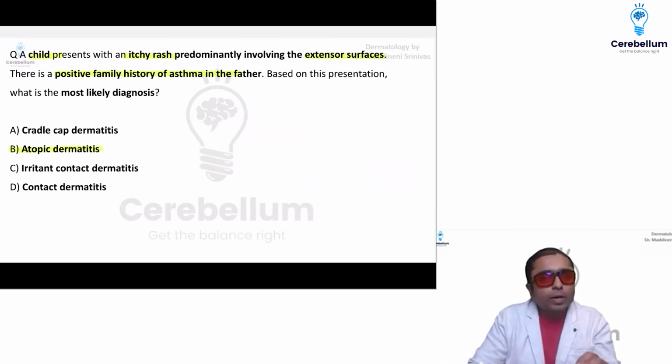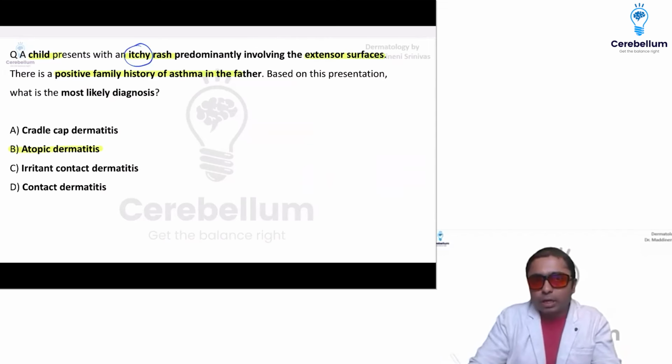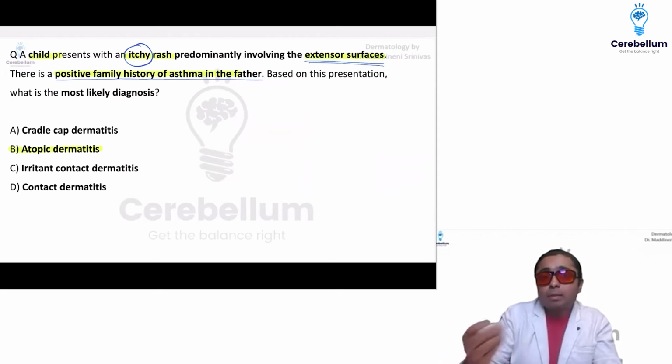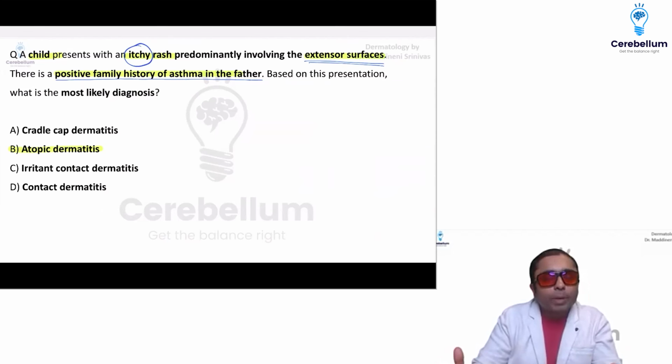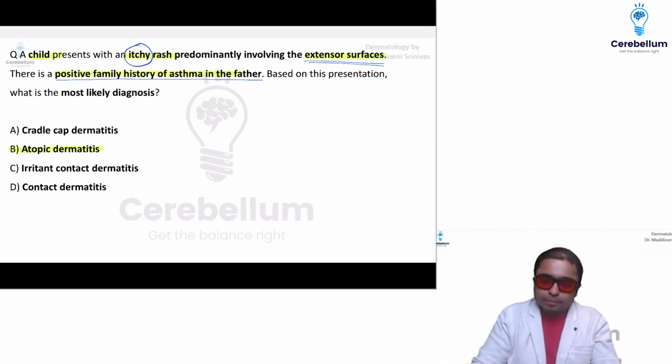So if you remember, according to Hanifin Rajka criteria, we have major criteria in which itching is one of the important criteria, and also lesions which are present over the extensor surfaces in the childhood, and the positive family history of asthma, or we can say any type of atopic history, atopic diathesis. So these are the points which are favoring atopic dermatitis. It is option B.